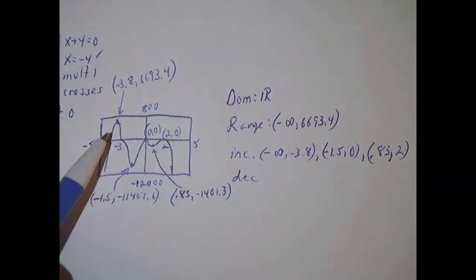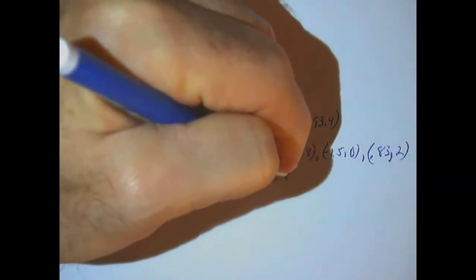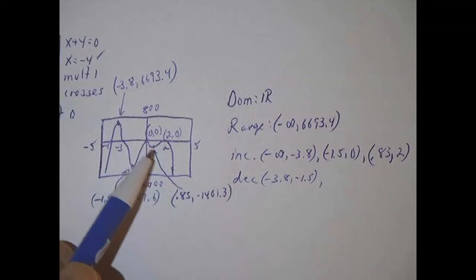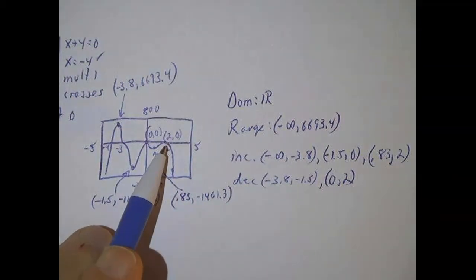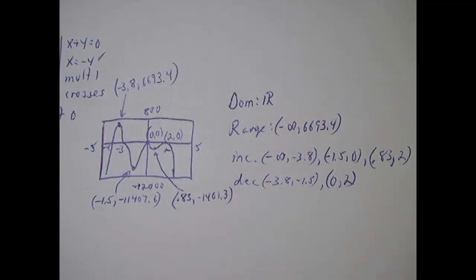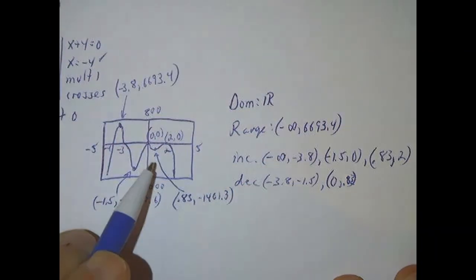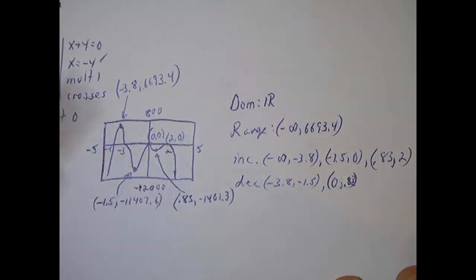Okay, and then where is it decreasing? And that is from negative 3.8 to negative 1.5. And again from 0 to 0.83, not to 2. Decreases to the local min, which is 0.83. And then it decreases one last time from 2 to infinity.